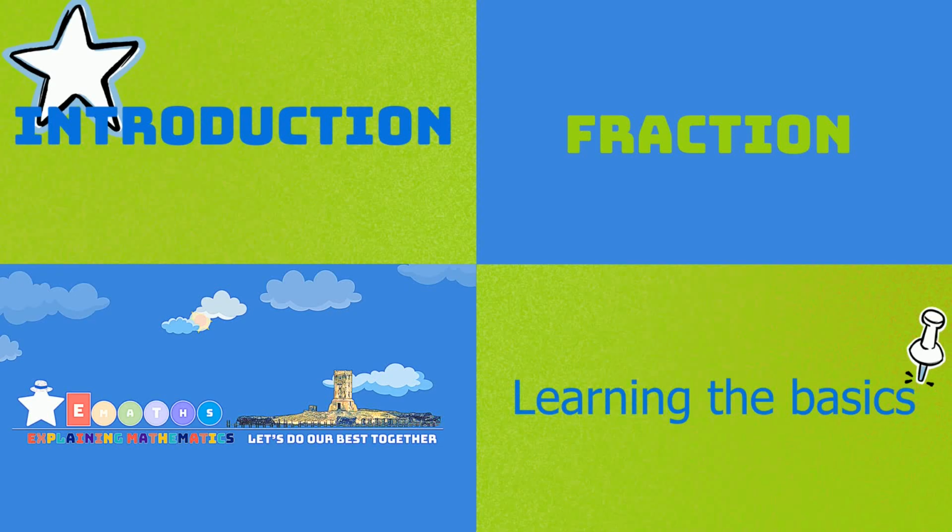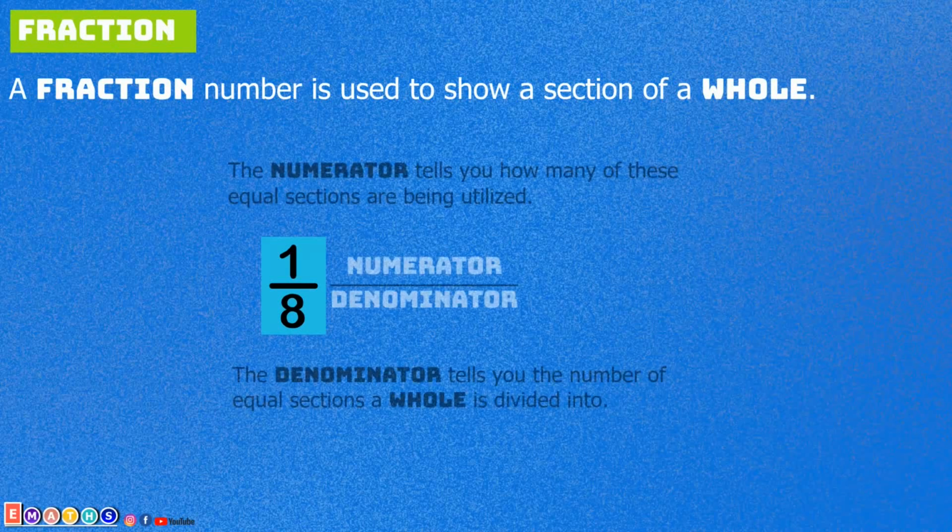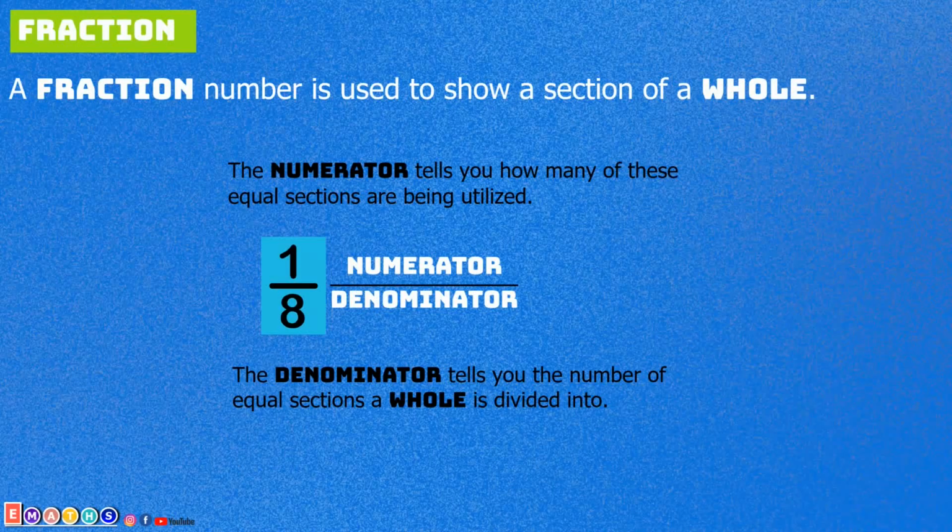Today we're going to learn fractions. Learning the basics. A fraction number is used to show a section of a whole. The numerator tells you how many of these equal sections are being utilized. The denominator tells you the number of equal sections a whole is divided into.